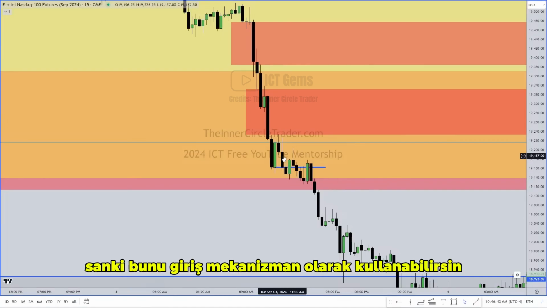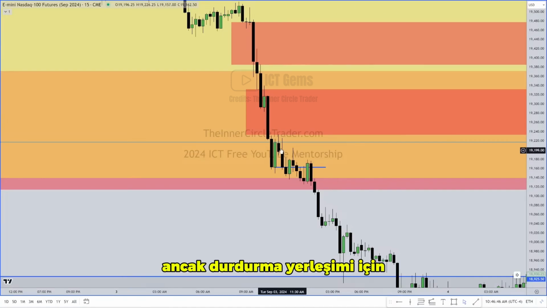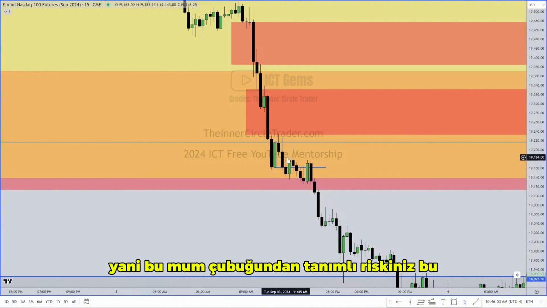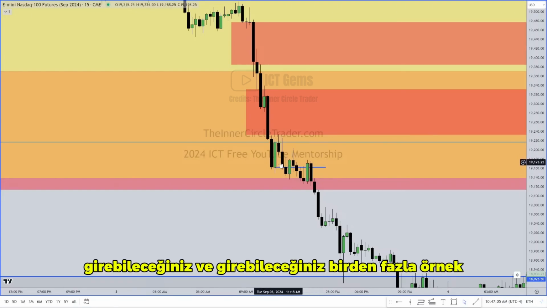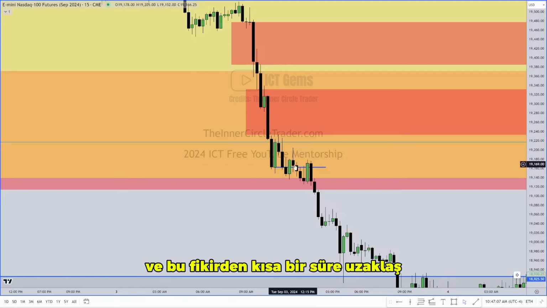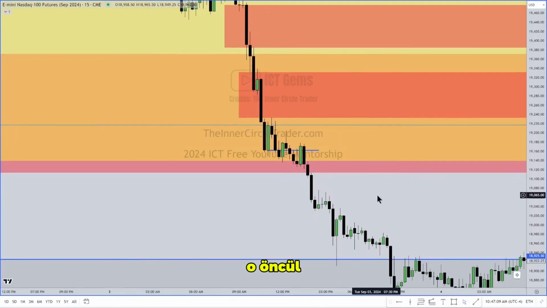You know, that's what I'm saying. You can use that as your entry mechanism. But for stop placement, you have to use the high of that candlestick plus one tick, and it never goes there. So that's your defined risk, from this candlestick high minus one tick, that's your entry, to this candlestick plus one tick above its high. So that's your defined risk. And you can see multiple instances where you can get in and get short on that premise.